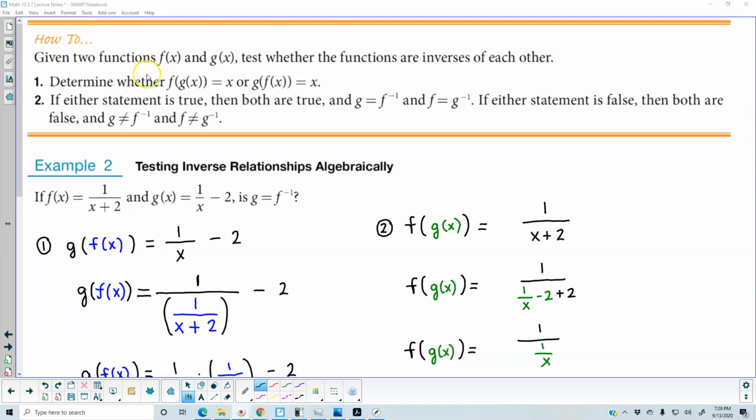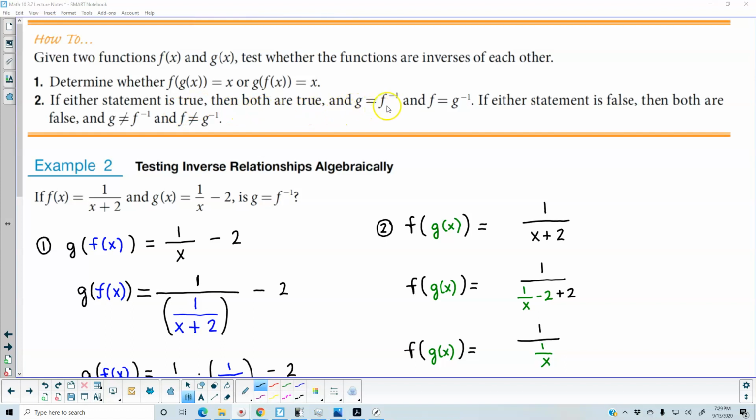Given two functions f of x and g of x, we're going to test whether the functions are inverses of each other. Number one, to determine whether f of g of x is equal to x or g of f of x is equal to x. Number two, then if either statement is true, then both are true.